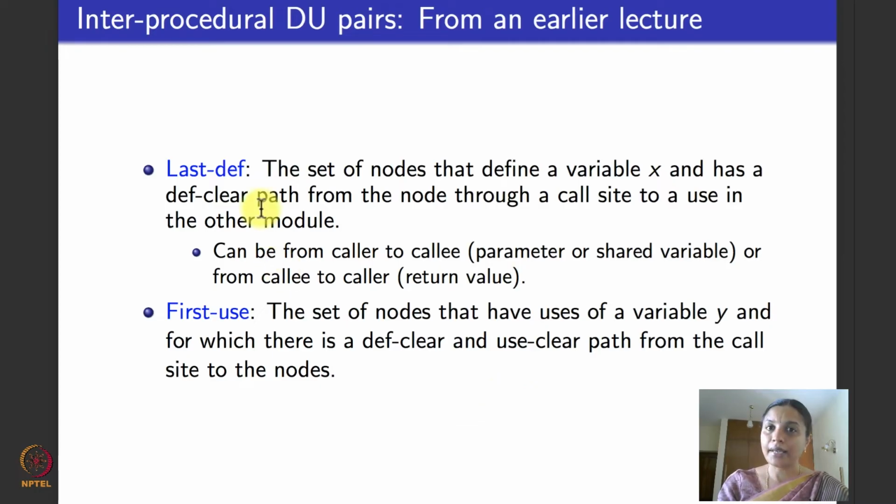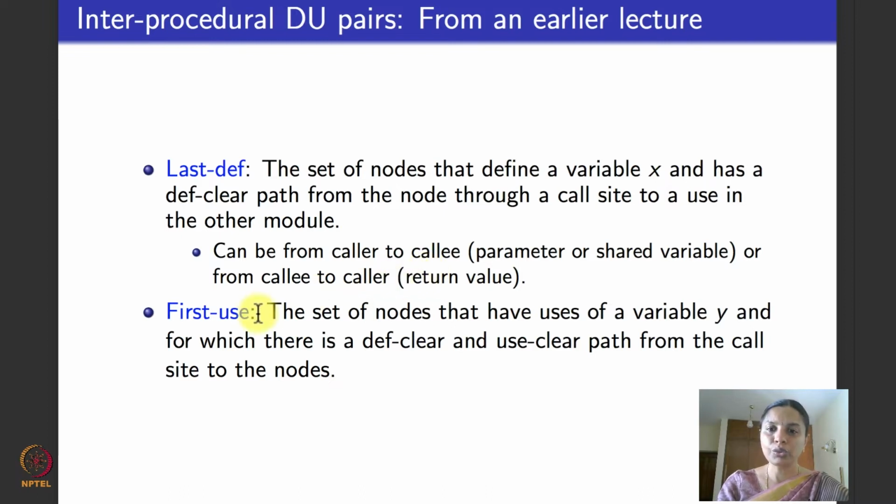So this is again a recap from the earlier lecture. What is a last def or a last definition? It's a set of nodes that define a variable x and has a def clear path from the node through a call site to a use in the other procedure or module. That can be from the caller to a callee, or can be from a callee back to the caller, in which case it's the value that is returned.